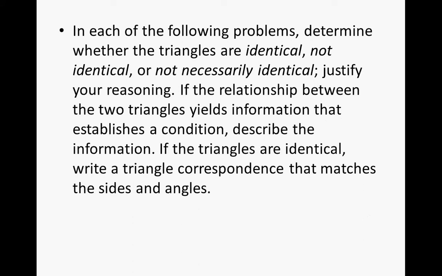In each of the following problems, determine whether the triangles are identical, not identical, or not necessarily identical. Justify your reasoning. If the relationship between the two triangles yields information that establishes a condition, describe the information. If the triangles are identical, write a triangle correspondence that matches the sides and angles. You're going to need your list of triangle conditions from your previous lesson. So let's take a look at example 1.